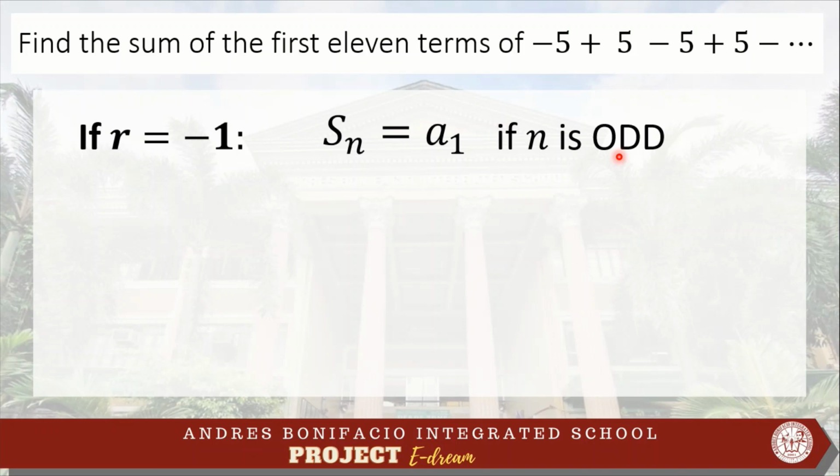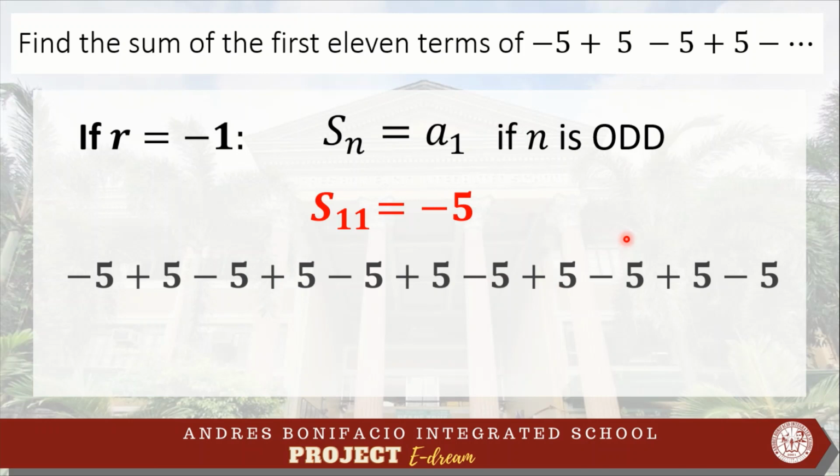So we say that S sub 11, or the sum of the first 11 terms, is equal to the first term, which is negative 5. If we expand this, we have negative 5 plus 5 minus 5 plus 5 and so on to the first 11 terms. We pair up negative 5 plus 5, that is 0. Negative 5 plus 5, 0, 0, 0, 0. One term will remain, and that term will always be equal to the first term.